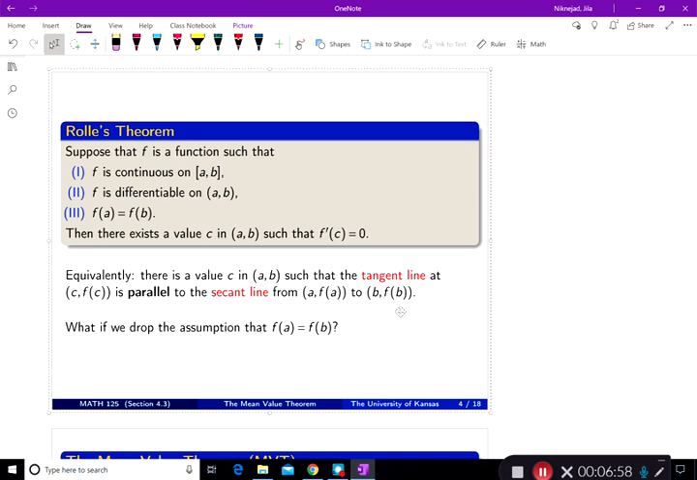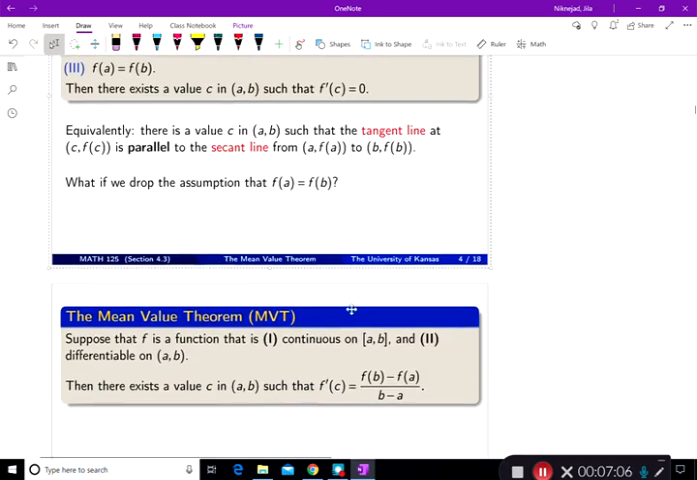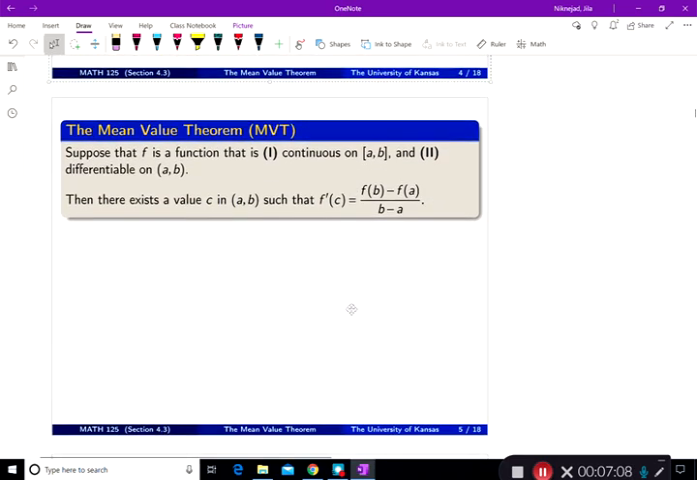Is this possible? It turns out yes, and it can be proven using Rolle's theorem, and that's called the mean value theorem. So what is the mean value theorem? Suppose that f is a function that is 1, continuous on the closed interval [a, b], and 2, differentiable on the open interval (a, b).